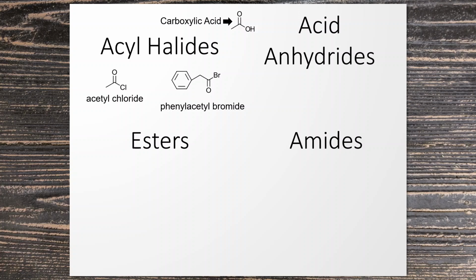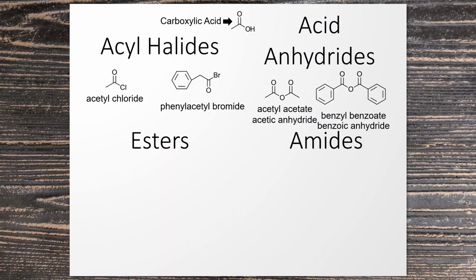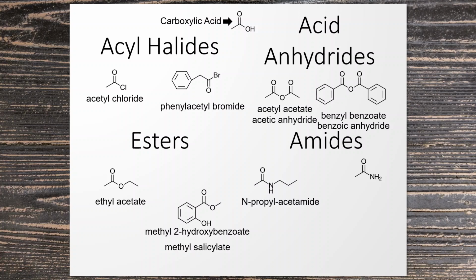Our acid anhydrides, these are two identical carboxylic acids that react with each other. So you'll notice that they are symmetrical. Next are esters, which form when a carboxylic acid reacts with an alcohol. And lastly are amides when it reacts with an amine. Note in the esters, the methyl salicylate, that is wintergreen, which is a topical NSAID, just for your GWiz collection.